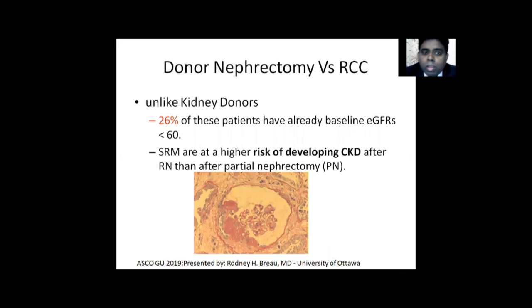But we have a problem. We can't compare surgical nephrectomy and donor nephrectomy when a patient has renal cancer, because about 26% of renal cancer patients already have an eGFR less than 60. So they already have CKD. And renal cancer patients have an intrinsic glomerular pathology. They already have well-developed glomerular pathology in histology when compared to the donor nephrectomy, because donors are healthy patients.